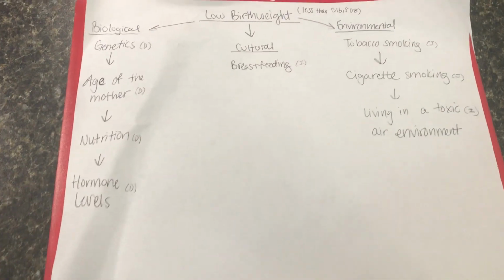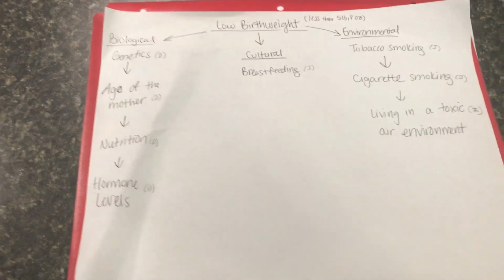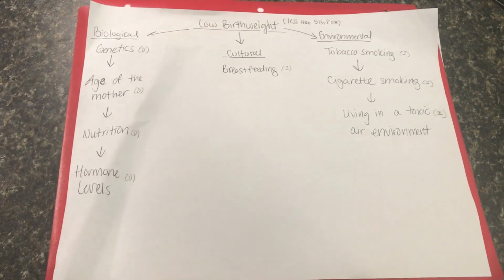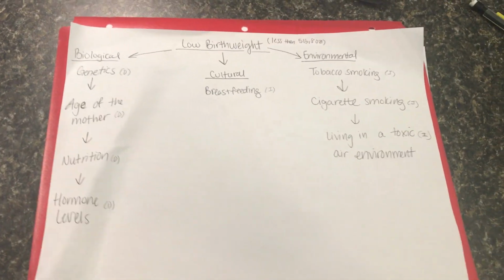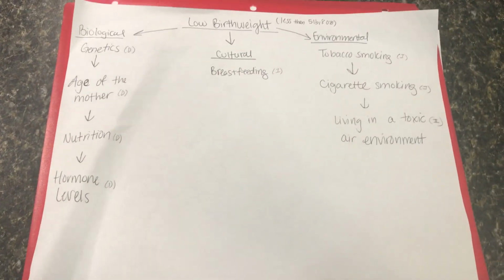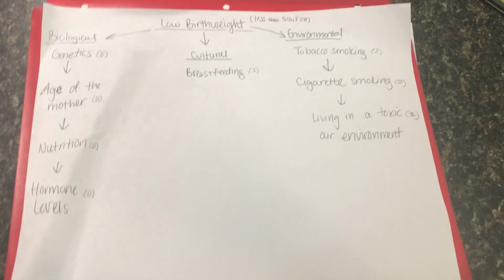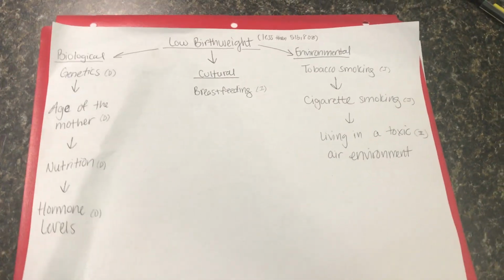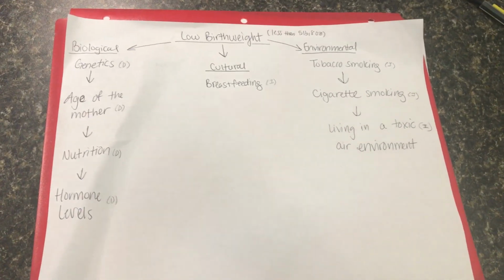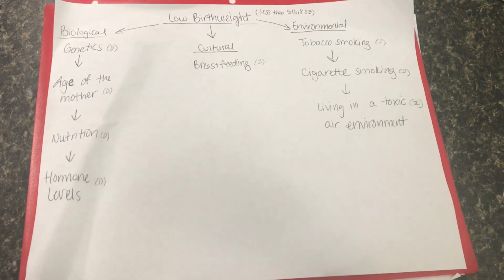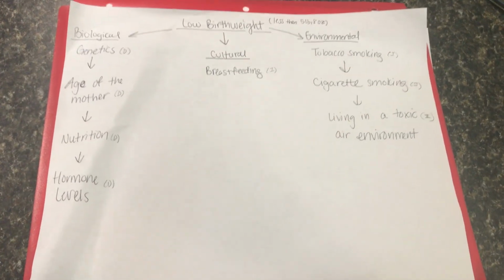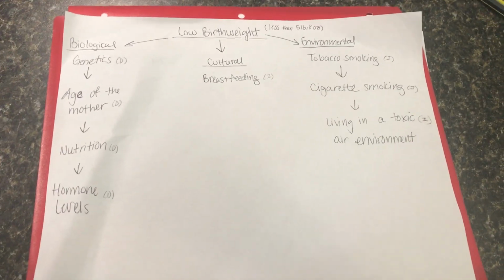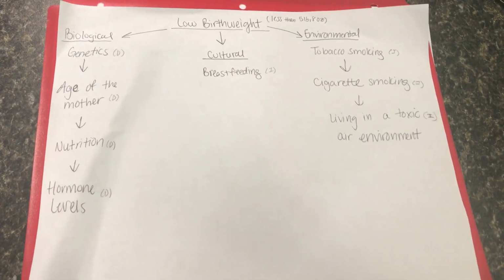Moving on to the environmental aspect, I found information about tobacco smoking, cigarette smoking, and living in a toxic air environment. So as we know, when you're pregnant, you should not smoke or drink. The chemical toxins that you breathe into your body will affect your child, as well as cigarette and tobacco smoking. So this will lead to deformities in a child, and one of the deformities can be low birth weight. Also, living in a toxic air environment where there's constant air pollution can also cause the same issue.